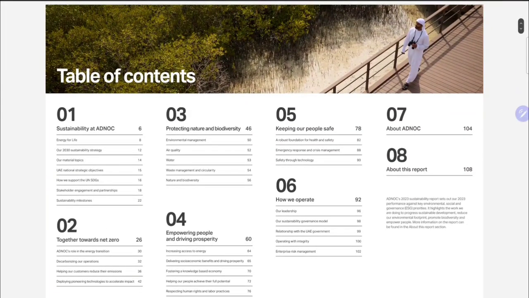Then next comes the table of contents, where we see the contents related to sustainability at ADNOC. Okay, towards net zero, what are the commitments and efforts related to that, protecting nature and biodiversity, empowering people and driving prosperity. So against these key focus areas, 6-7 key focus areas are there, and for each key focus area there are certain materiality topics, where the company is disclosing information for sustainability and ESG. Then the organizational context details are there. About the report, the company is writing about it.